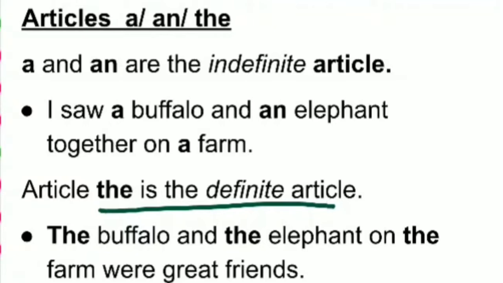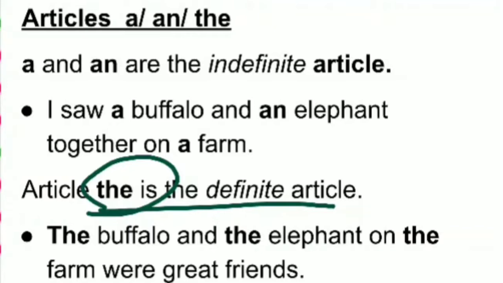Whereas the next is the definite article. Definite article means the identity is known. We already know the particular noun, the information about it is already known to us. The person or the thing or the place we are talking about, that identity is already known to us. At that time we use the article the. Like, the buffalo and the elephant on the farm were great friends.